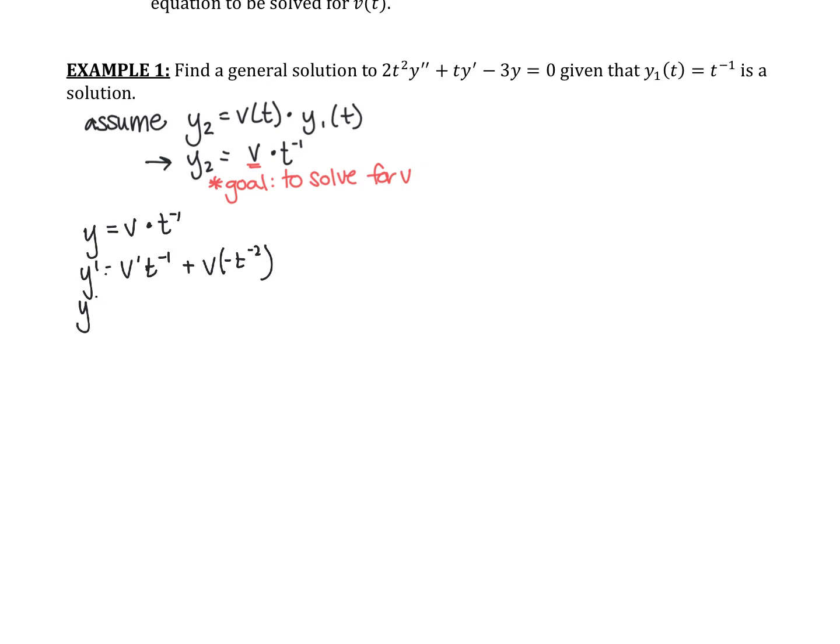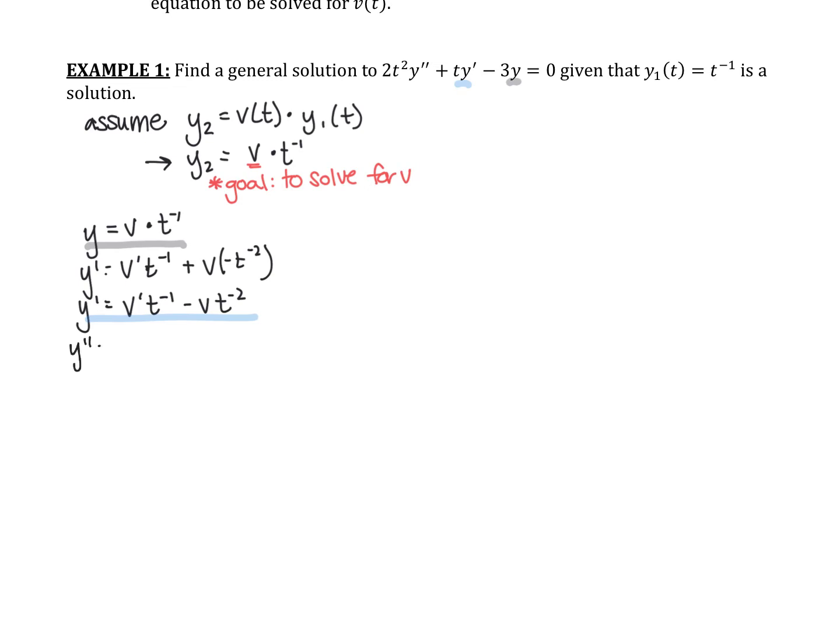Let's clean that up just a little bit. V prime t to the negative 1 minus v t to the negative 2. Okay, so I have my original function, which I need. I have my first derivative, which I also need. But in addition to the first derivative, I need the second derivative, so now I'm going to find that.